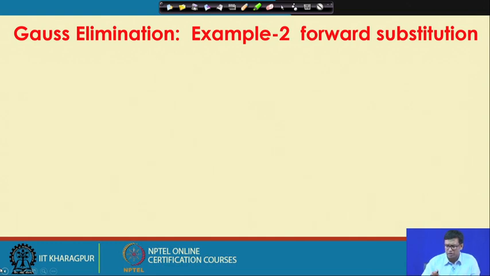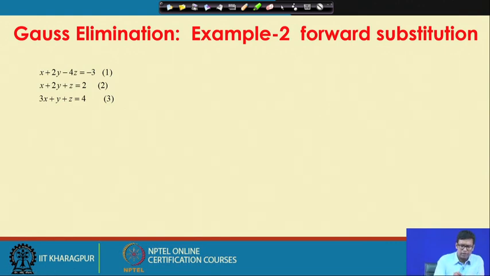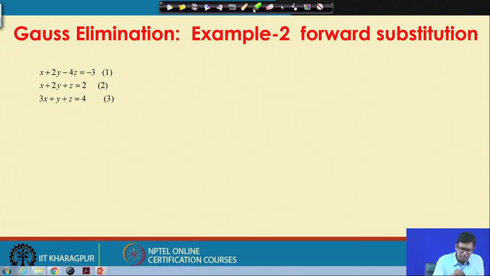So, this is another example. One example we worked on in the last class. This is another example, and this is the set of equations: x plus 2y minus 4z is equal to 3, x plus 2y plus z is equal to 2, 3x plus y plus z is equal to 4. So, the first idea will be eliminating the first column from the second and third equations, which is x and 3x. So, we will subtract the first equation from the second equation, because they have the same coefficient of x, and 3 times the first equation from the third equation.